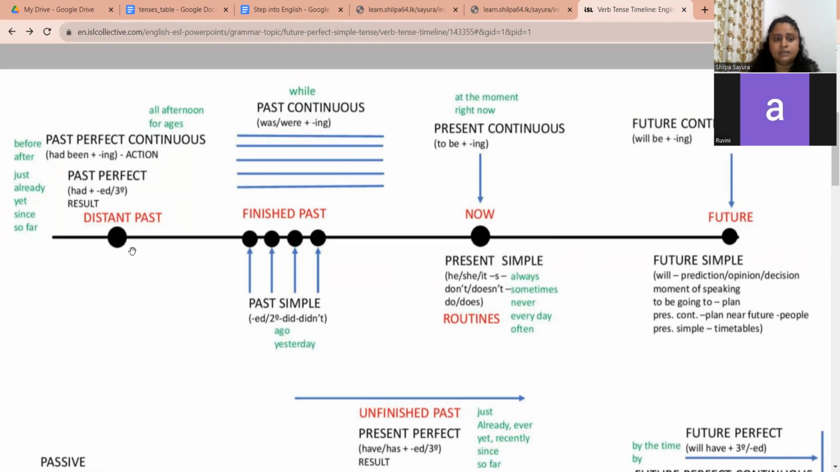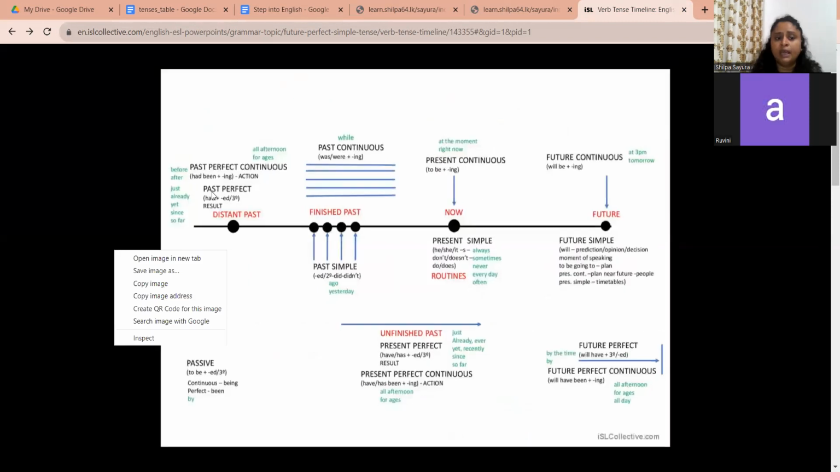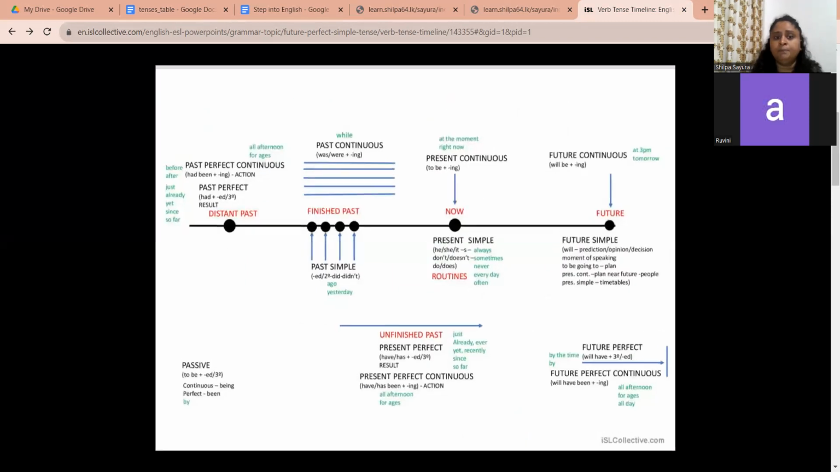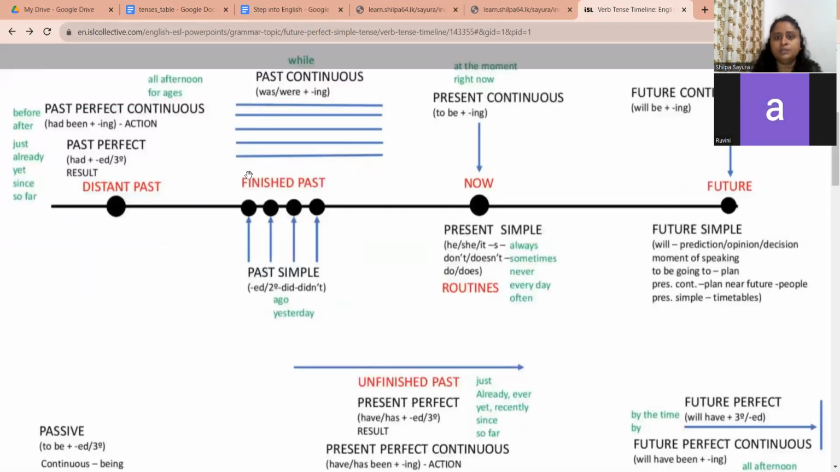The other reason is something which started in the past and continues up to now. One thing is something started in the past, valid to the present. The second reason why we use present perfect tense is something started in the past and continues up to now. Right? So let's see a few examples.